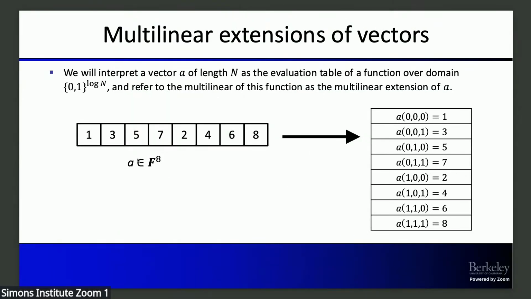I also want to talk about multilinear extensions of vectors. This just means we interpret the vector as a function with the appropriate Boolean domain, like an evaluation table. So if I have a vector of length 8, I'm just thinking of this as a function on 3-bit inputs, and then I can take the multilinear extension of any such function. I'll also take the multilinear extension of matrices and any object in the natural way.